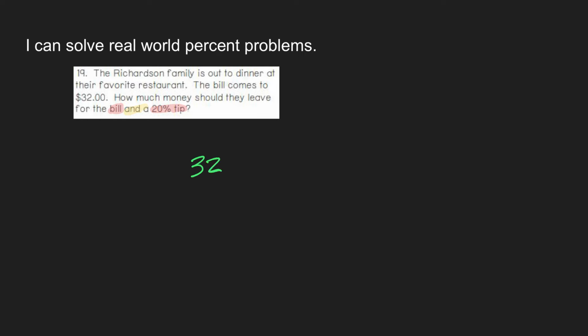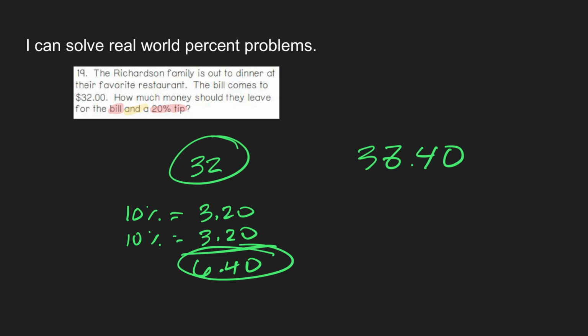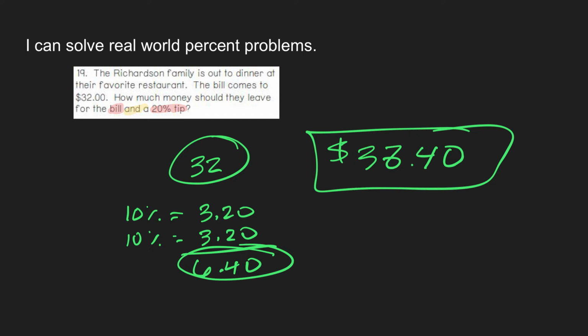And then if I wanted 20% of that, well, 10% of that would be $3.20. So another 10% would be $3.20. So then I'm going to add those together. Well, don't forget, we need to add the tip plus the original total. So I think we get $38.40 because I'm doing the bill, which is the $32, plus the $6.40 that the 20% tip is. So good luck with that one.